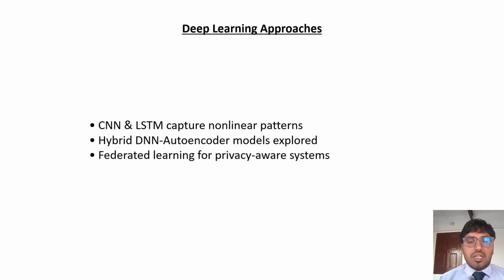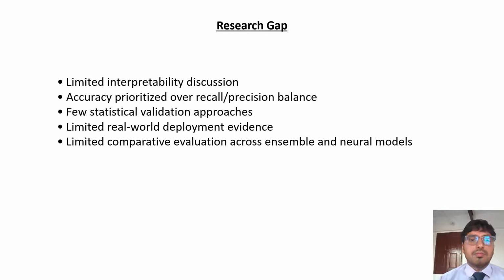Deep learning models such as CNN and LSTM capture nonlinear patterns. Hybrid DNN autoencoder models have also been explored. Federated learning enables privacy-aware systems. However, research gaps include limited interpretability, lack of statistical validation, and limited structured comparative evaluation. This study addresses all these gaps.